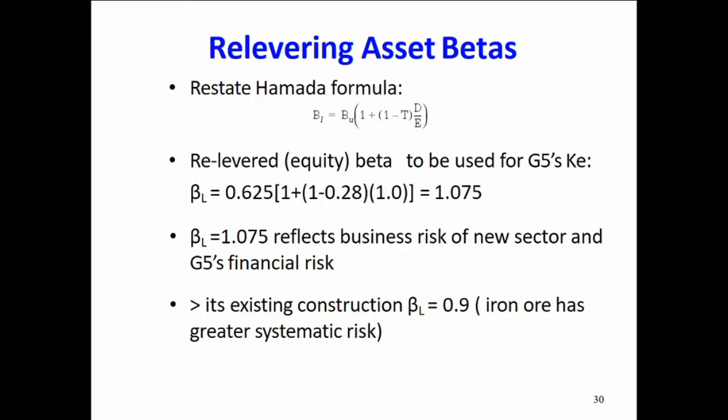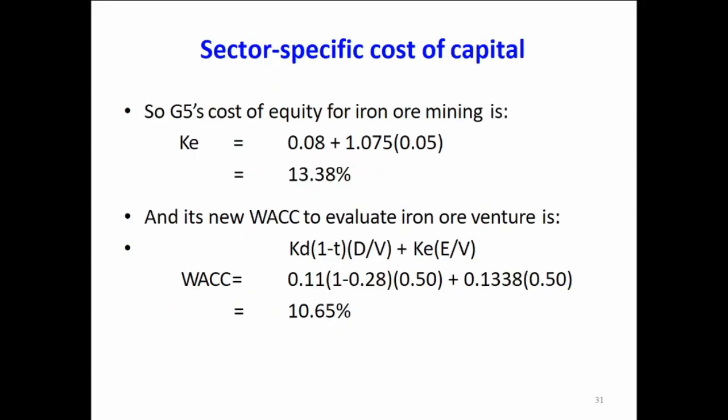So this equity beta now reflects the business risk of the new sector being iron ore, but it also reflects G5's financial risk. If we were to compare this new beta we have calculated for G5 to its existing construction beta of 0.9, you can see that iron ore has a greater systematic risk because its beta is higher.